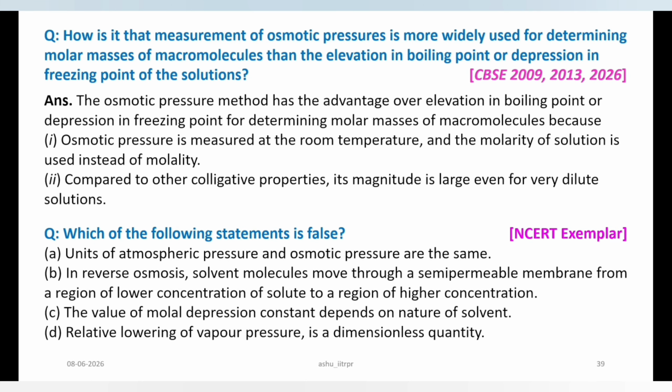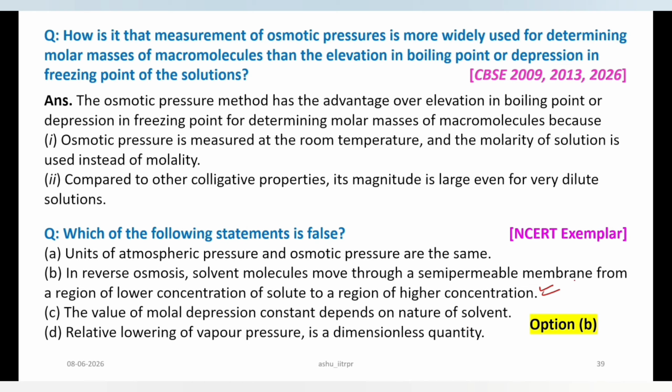Which of the following statements is false? Units of atmospheric pressure and osmotic pressure are the same. In reverse osmosis, solvent molecules move through a semi-permeable membrane from a region of lower concentration of solute to a region of higher concentration. So I think this is the incorrect one. Third one is, the value of molar depression constant depends on the nature of solute. The molar depression constant depends on the nature of the solvent. Relative lowering of vapour pressure is a dimensionless quantity. Okay, so option B.